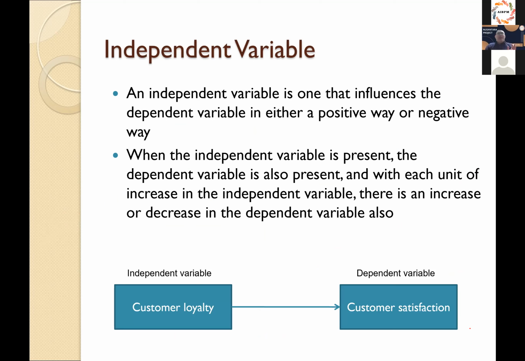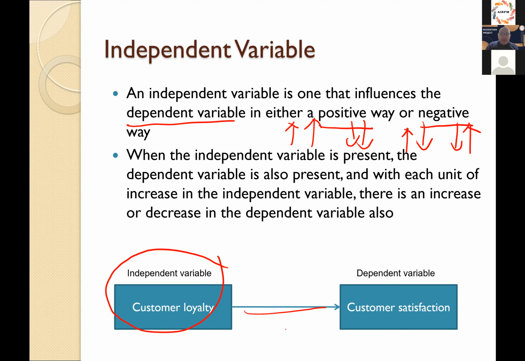Next, independent variable, what is that? Independent variable is the one that affects the dependent variable. They have a direct effect on the dependent variable. It can affect in a positive way or in a negative way. What does that mean? Positive means they go up in the same direction or go down in the same direction. Negative means one up, one down, or one down, one up, that means opposite directions. So for example, customer loyalty, you look at the arrow pointing there, that means it affects customer satisfaction.